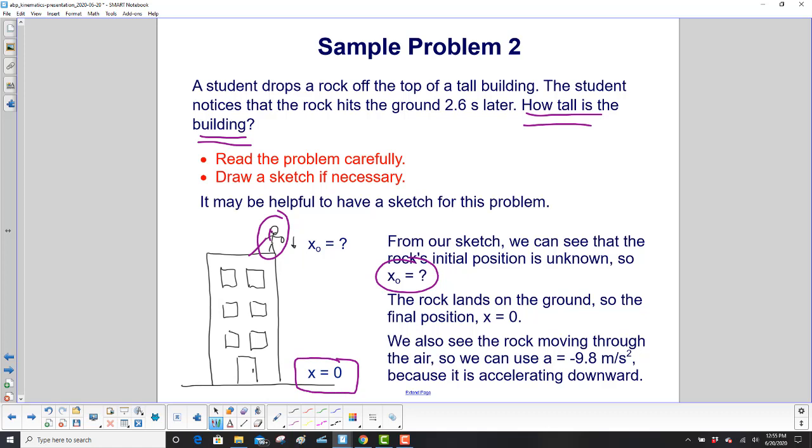We also see the rock moving through the air, so we can use a as minus 9.8 meters per second squared. And the minus sign, why is that? Well, because it's going in the downward direction.